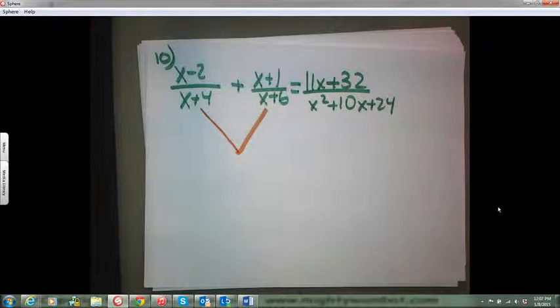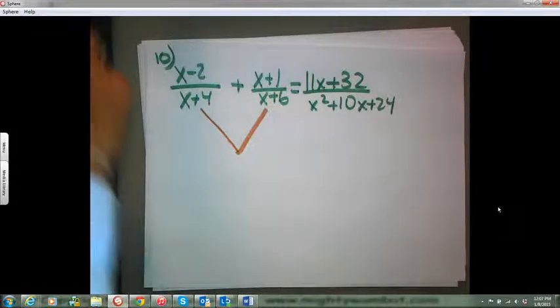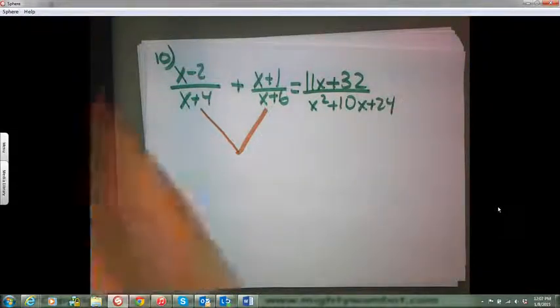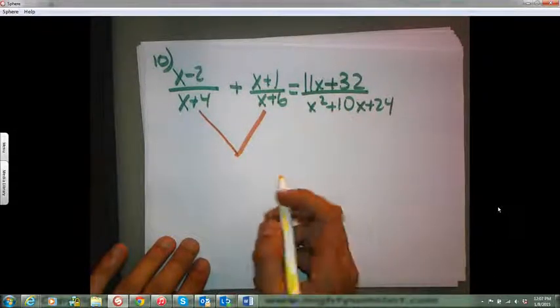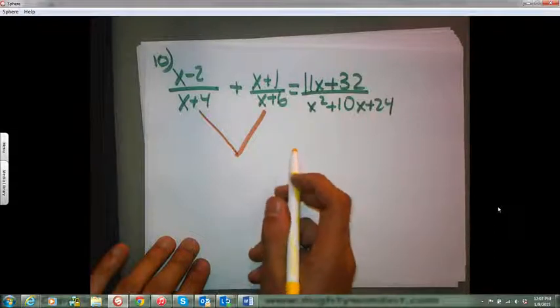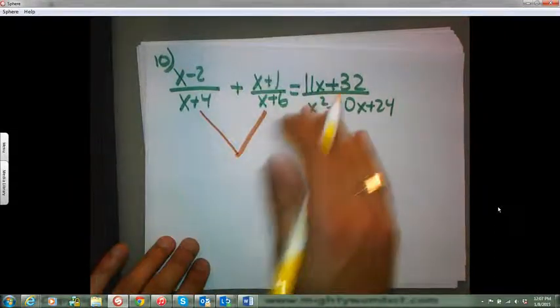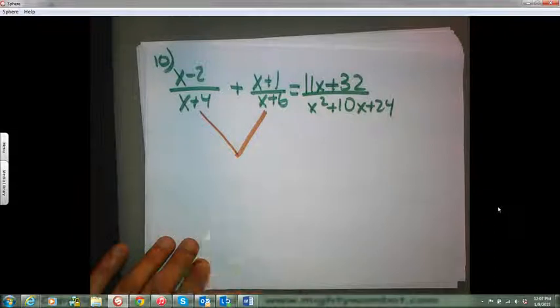So there is a nice shortcut that I learned from my 10th grade teacher. Unfortunately, it seems like other teachers don't teach this, but here's how she taught me to do it. It's an excellent way. Anytime you have two fractions, addition, subtraction, doesn't matter, here's how you combine them into one.